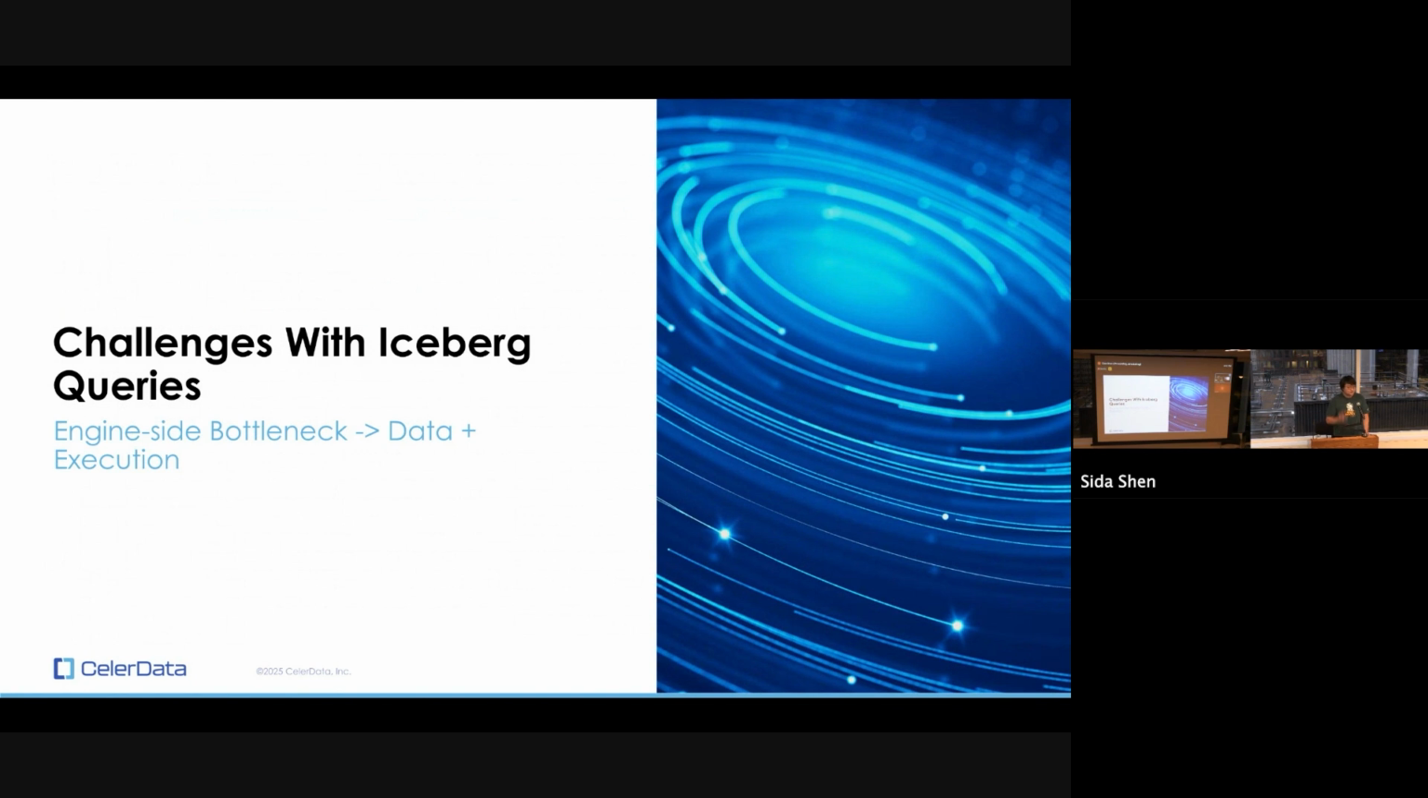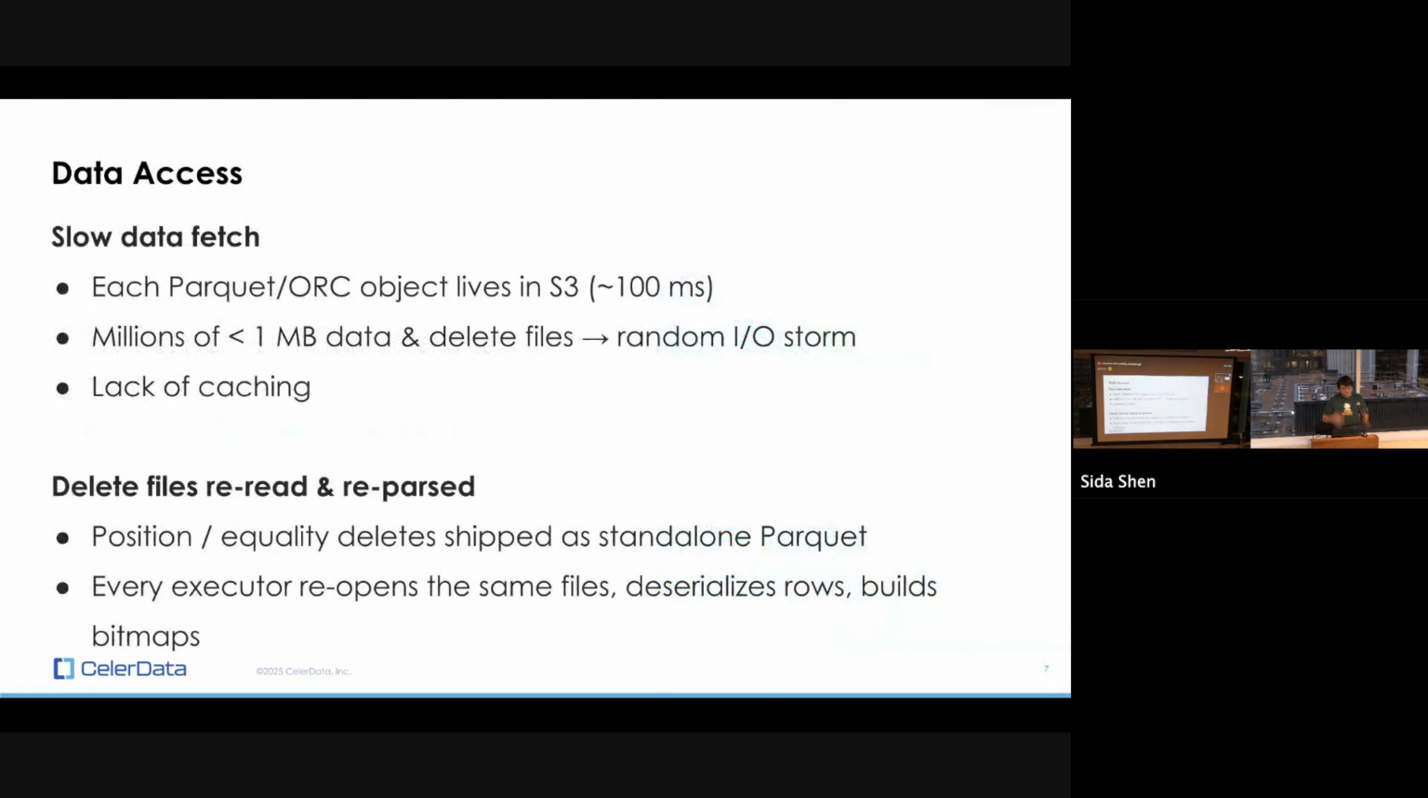So now let's look at some of the challenges we've run into trying to achieve this kind of data warehouse-like performance directly on Apache Iceberg. So, engine side bottlenecks in data execution. First, data access. Data fetch is quite difficult for Apache Iceberg. Apache Iceberg typically sits in a cloud object storage, something like AWS S3, so you would expect the response time to be somewhere around 100 milliseconds. Which is okay for what it is, but for query scanning, it's just not fast enough. For each query scan, we actually send a lot of scans.